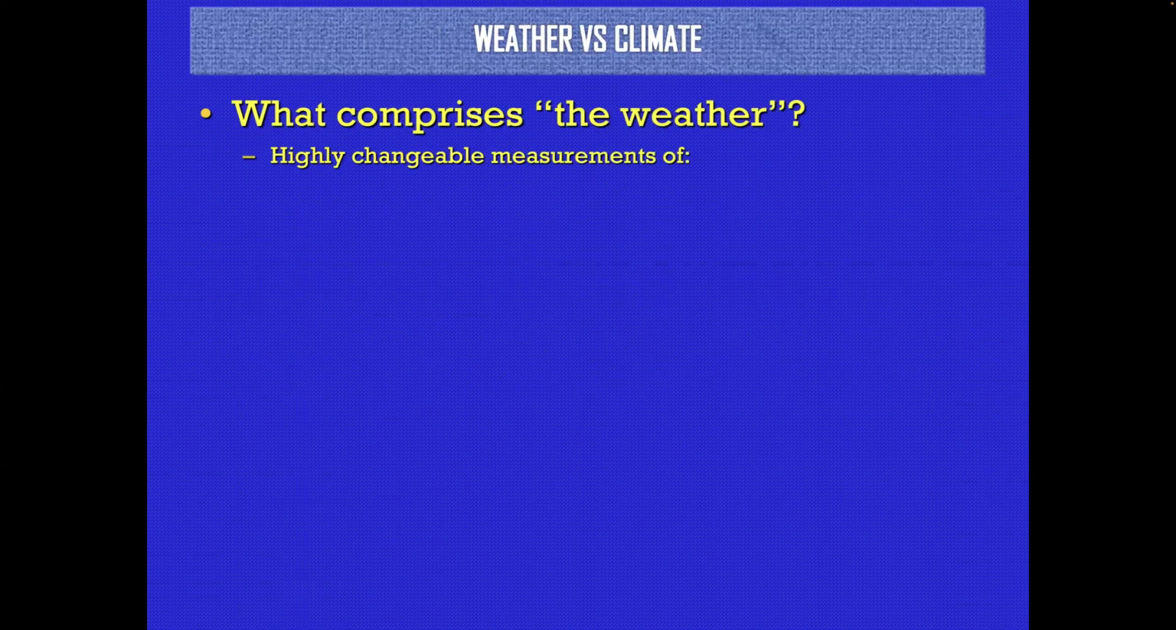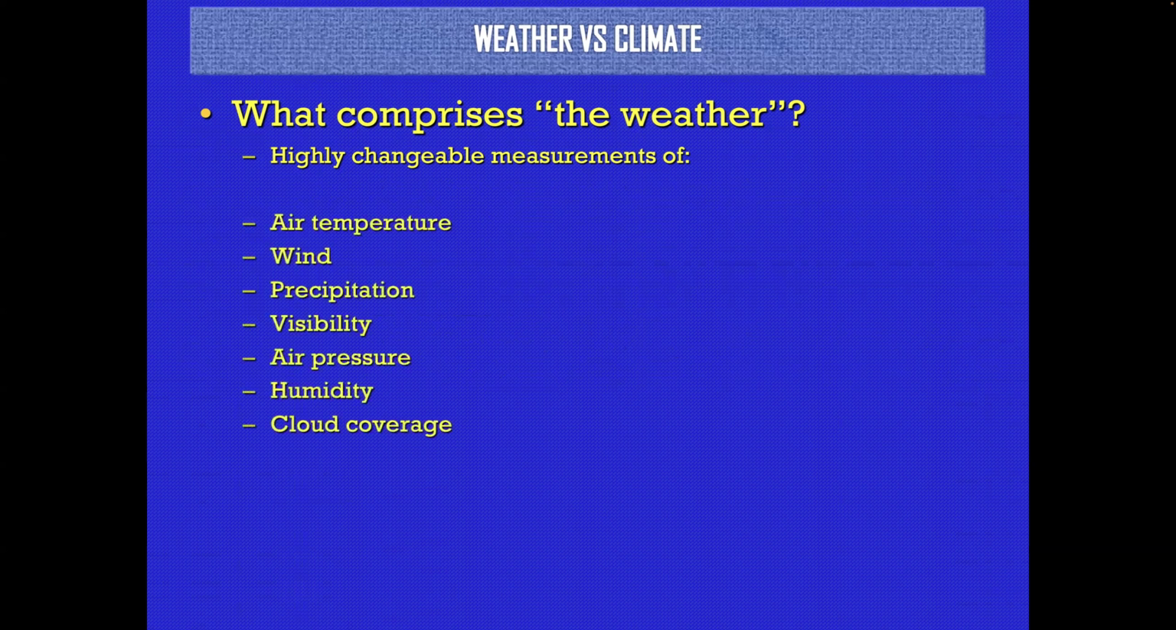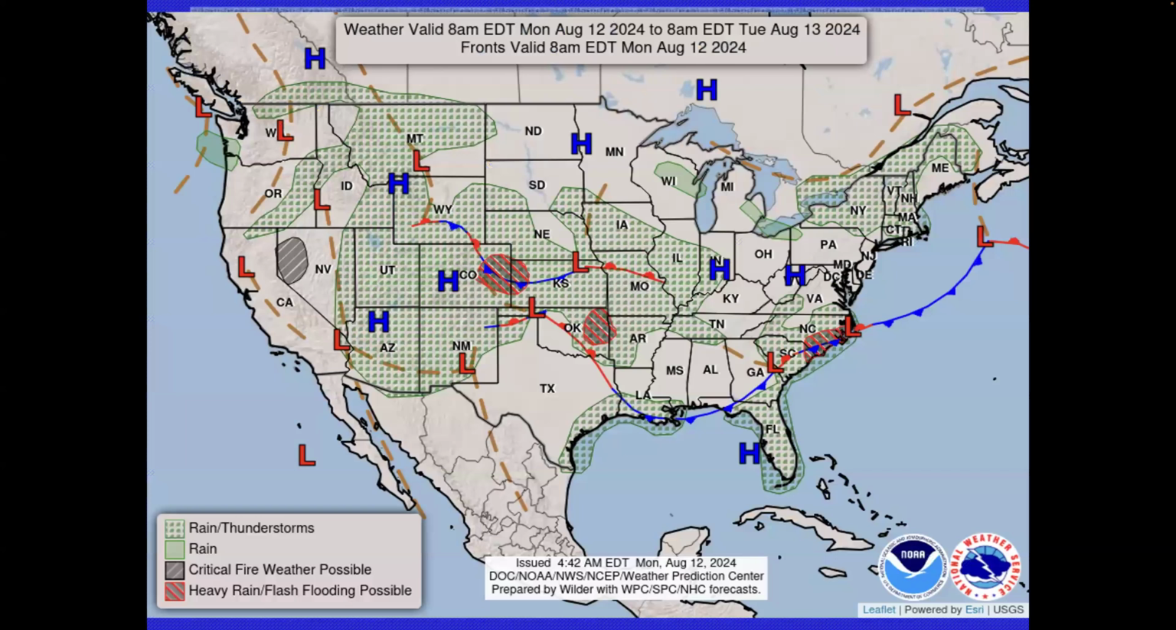All right, the difference between weather and climate. So weather is highly changeable, and a highly changeable measurement of any of these. What's it going to be like today? What's the forecast for the weekend? Is it going to rain? How much snow are we going to get? Is it going to be cloudy? Can I go to the football game? Can I have that picnic outside? That's weather. And here's a weather map showing you fronts where you're going to have rain, thunderstorms, where there's a high critical fire threat, those kinds of things.